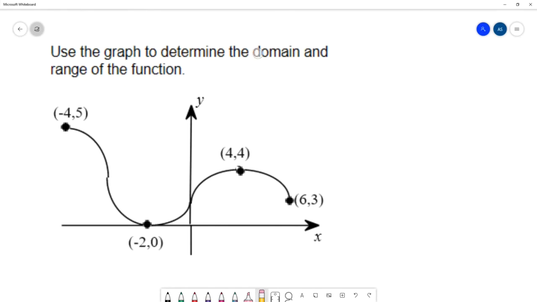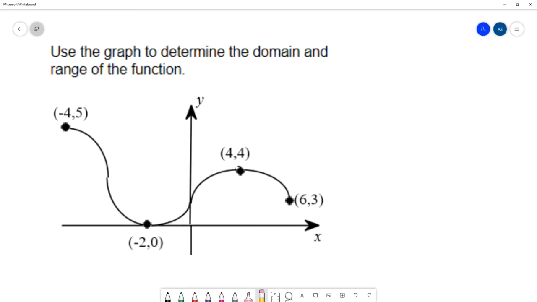We know that the domain is the set of all the x's, and the range is the set of all the y's. And so some students will make the mistake of writing down the numbers -4, -2, 4, and 6. But that only gives you these 4 individual points. The domain is the set of all of the x's, so you would be leaving out all of these x's that are in between if you just write down those 4 numbers.